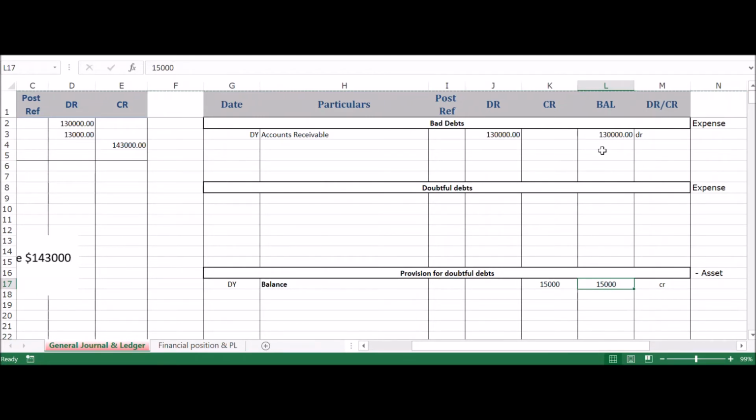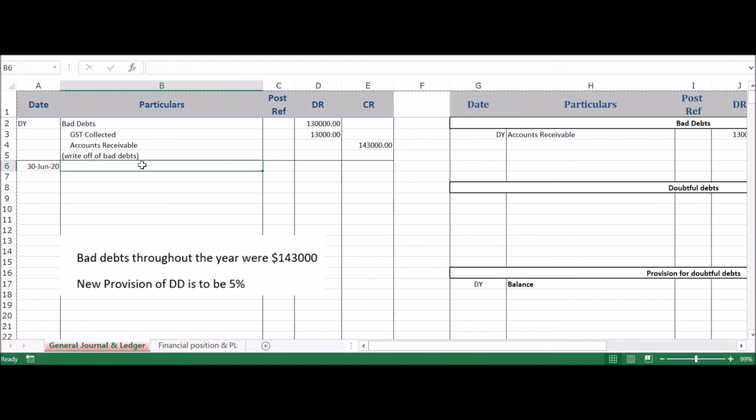So it's considerably more. So we're going to transfer this money over, but we can't transfer it all over. We can only transfer up to the provision, which is $15,000. Okay, so we're only going to be doing $15,000. Okay, so we're going to provision for doubt.